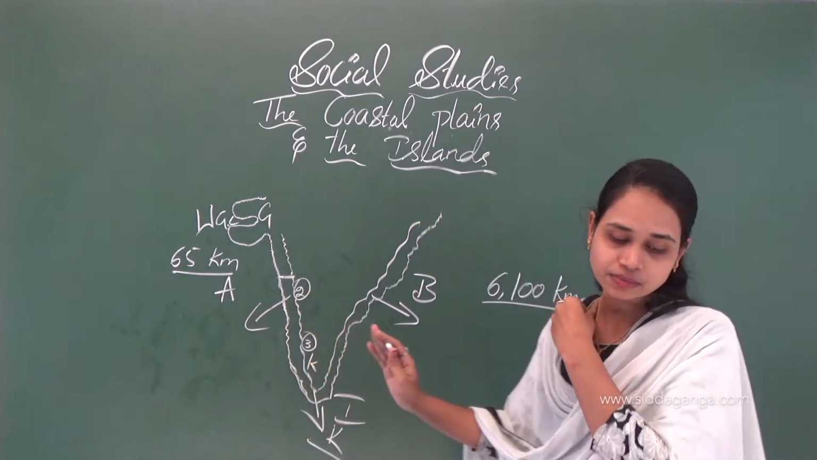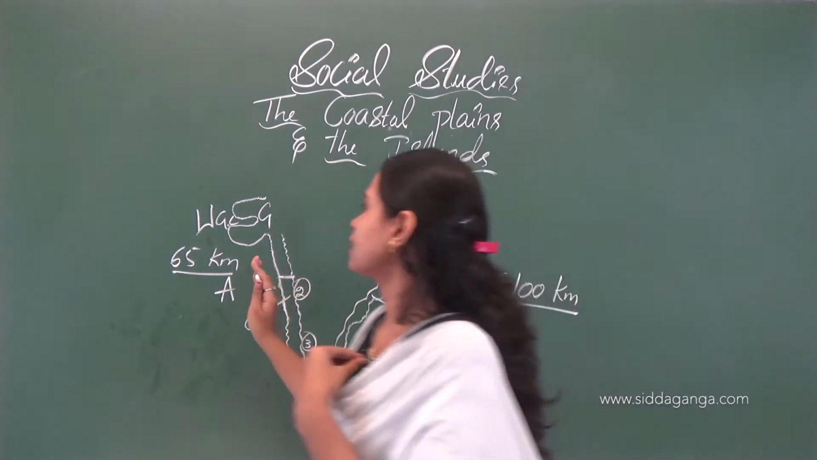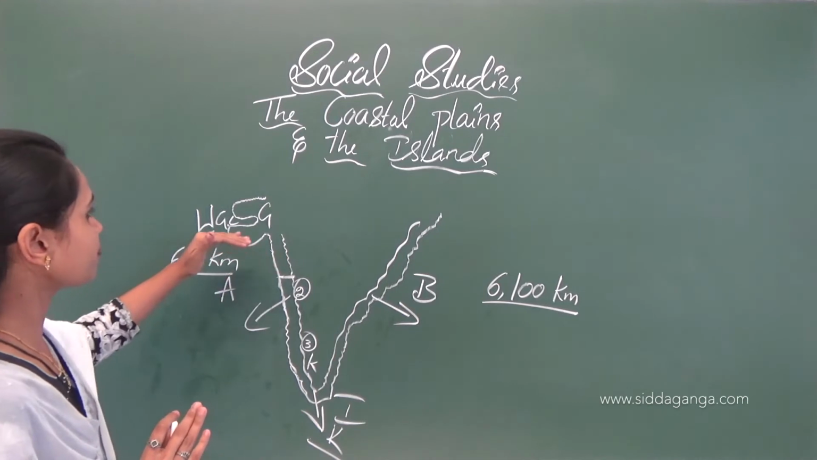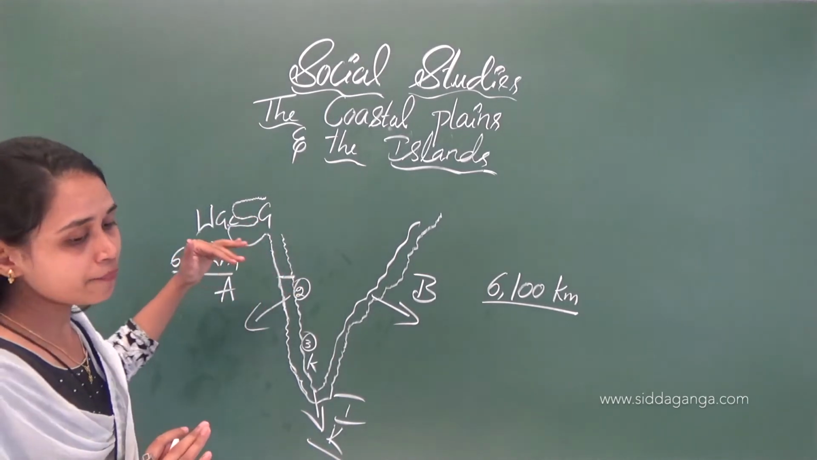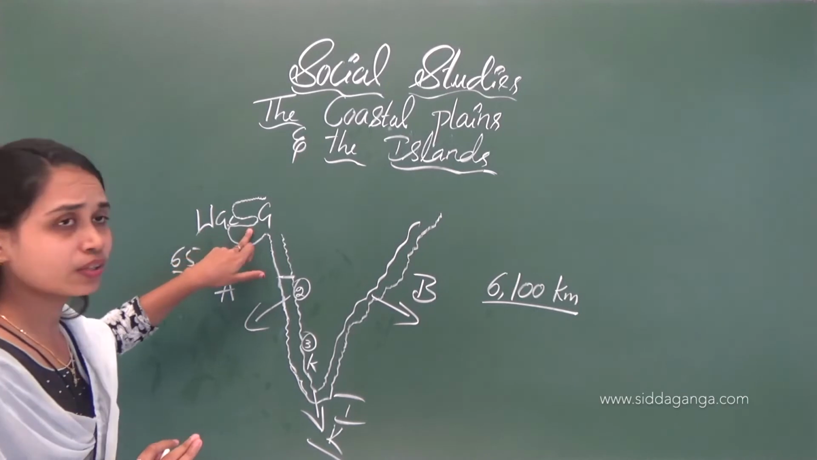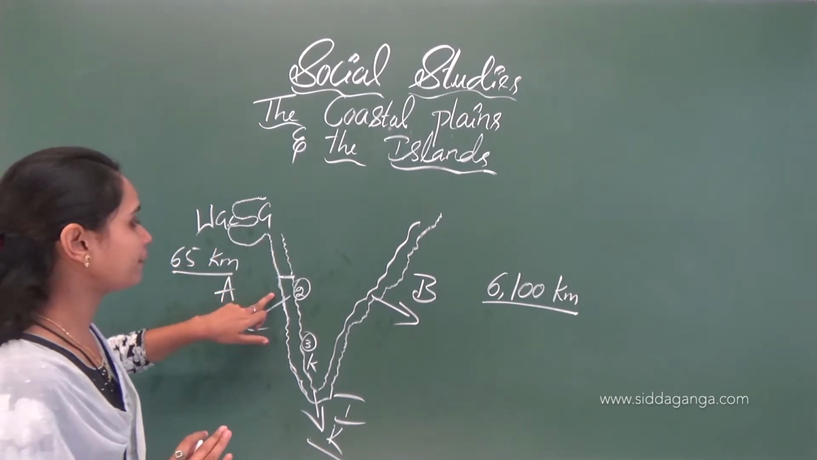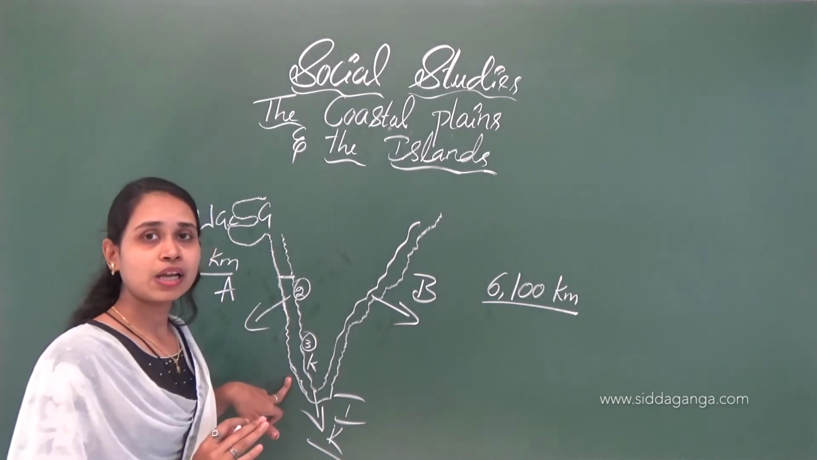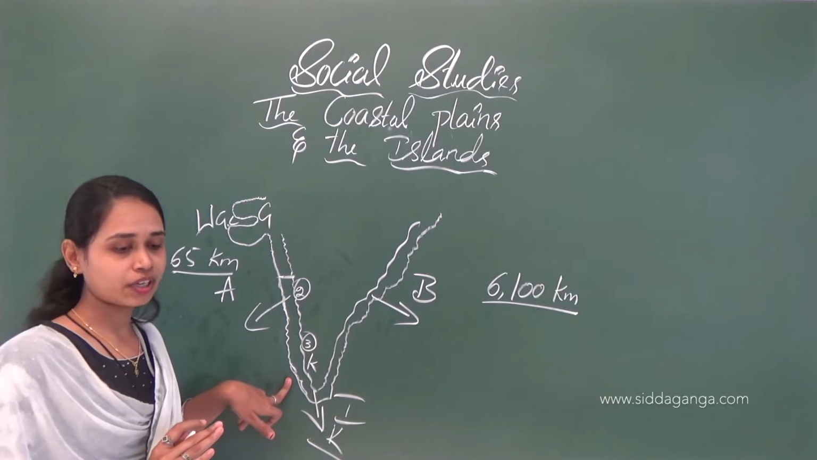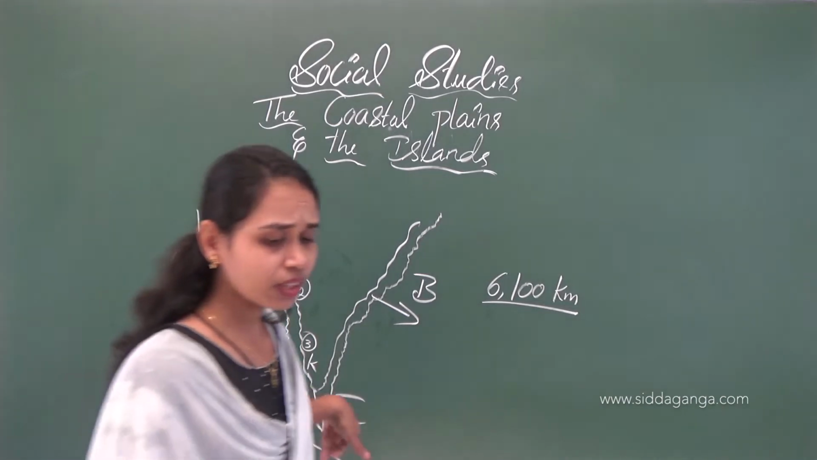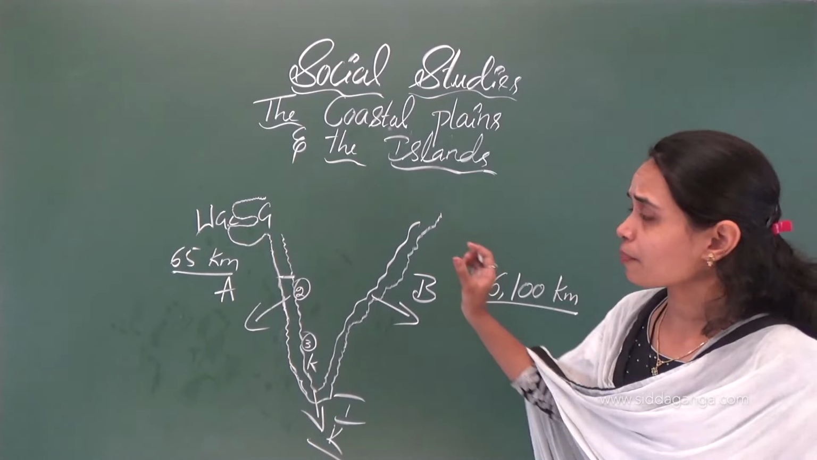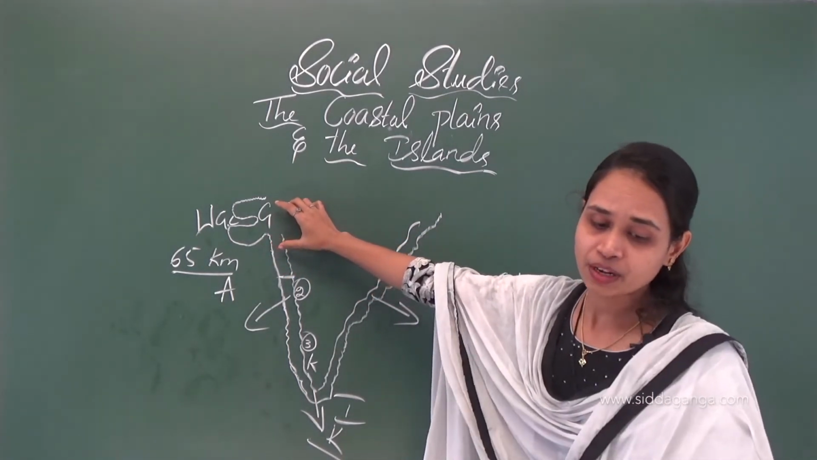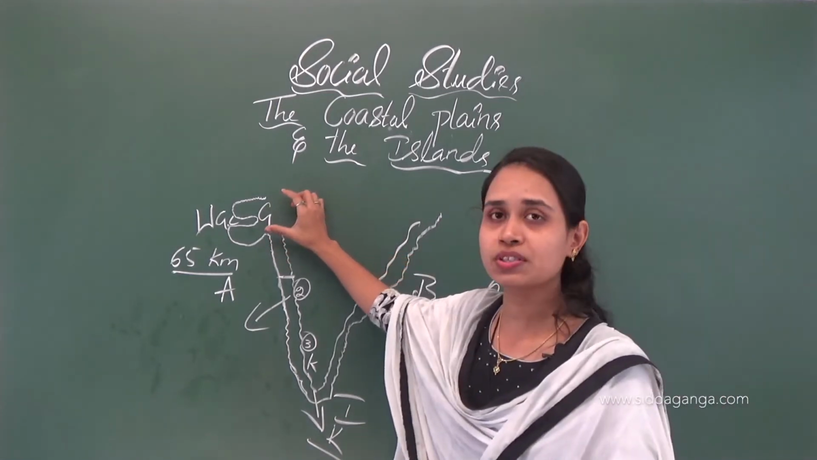So here we can all see it. Gujarat coast is towards the north part. It is in the north, isn't it? Konkan is in the middle. And then Malabar coast is in the south part. So Gujarat coast is at the top here. Yes, Gujarat coast is in the top part of the western coastal plain.